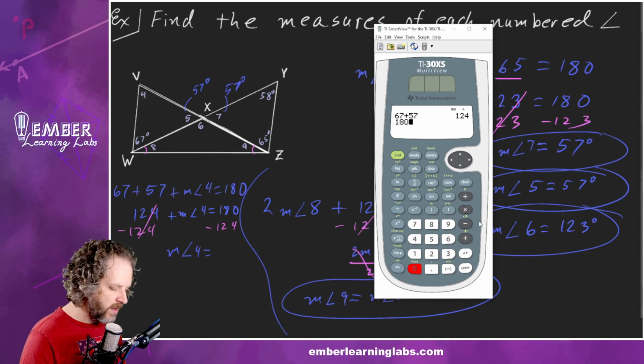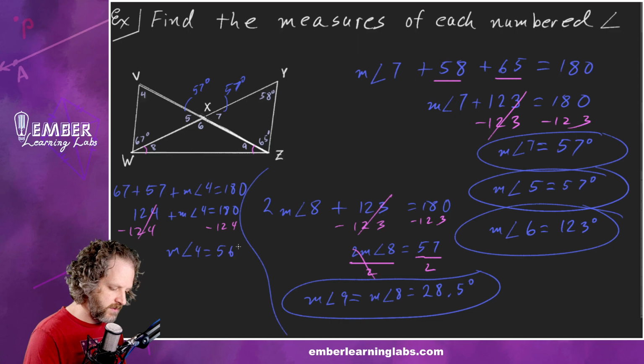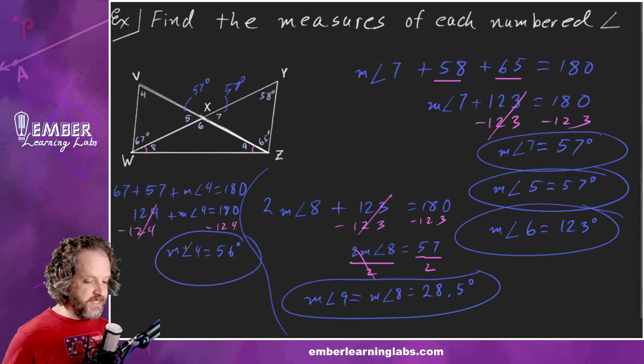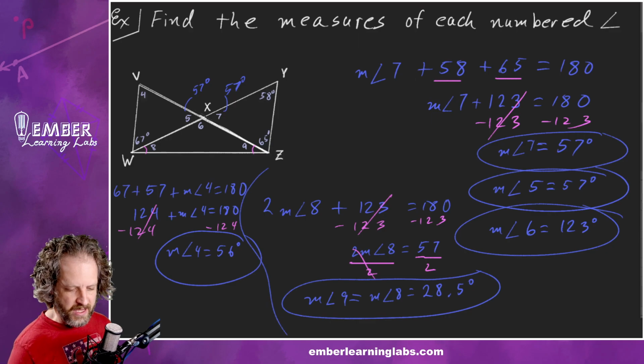180 minus 124 equals 56. There we go. We got them all. Easy peasy lemon squeezy. Let's hit the next thing.